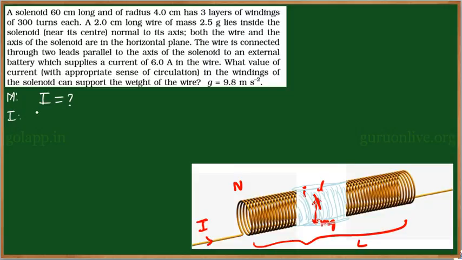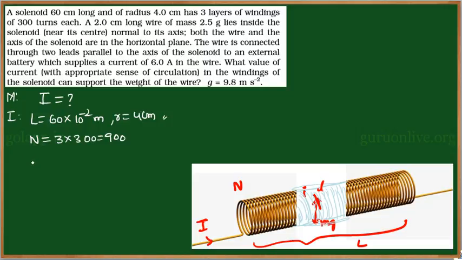What are the quantities that I have given? The solenoid has length 60 centimeters, so capital L is equal to 60 into 10 to the power of minus 2 meter, and it has radius R equal to 4 centimeters. It has 3 layers of windings, so the total number of turns N is equal to 3 layers into the number of turns per layer, that is 300, that is equal to 900 turns.